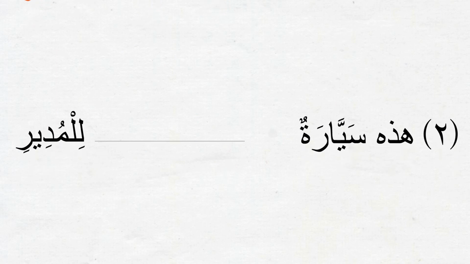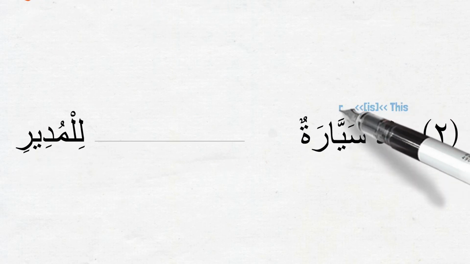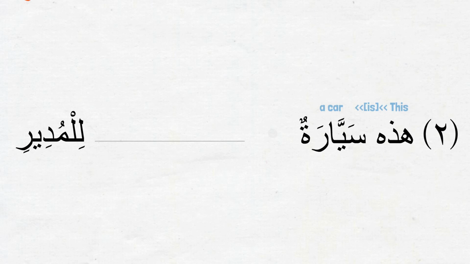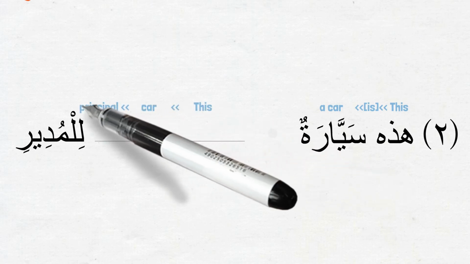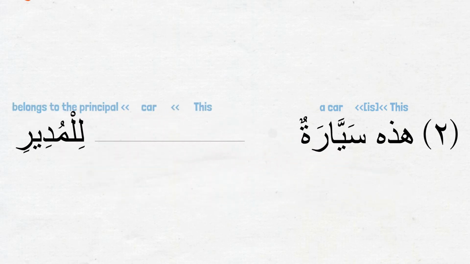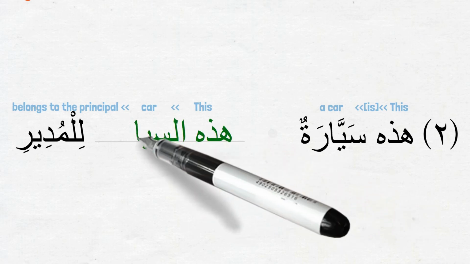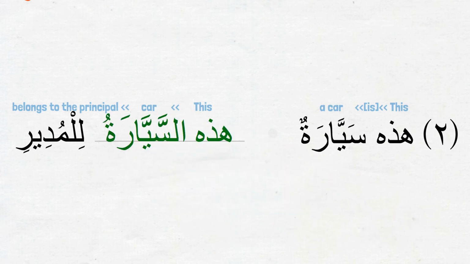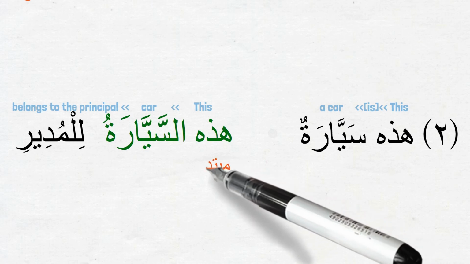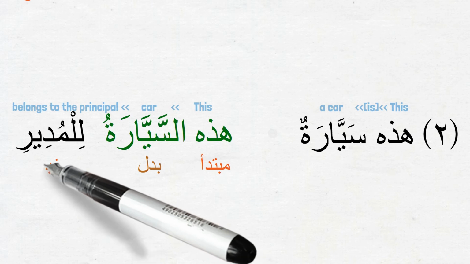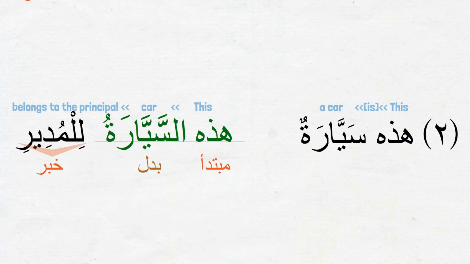Part 2. هذه سيارة. This is a car. And on the left we have للمدير, belongs to the principal. We want to say this car belongs to the principal. What should we put in the blank then? We should put هذه السيارة. So the sentence will be هذه السيارة للمدير. This car belongs to the principal. In the second sentence, هذه is the مبتدا, السيارة is its بدل, and للمدير is the خبر شبه جملة.